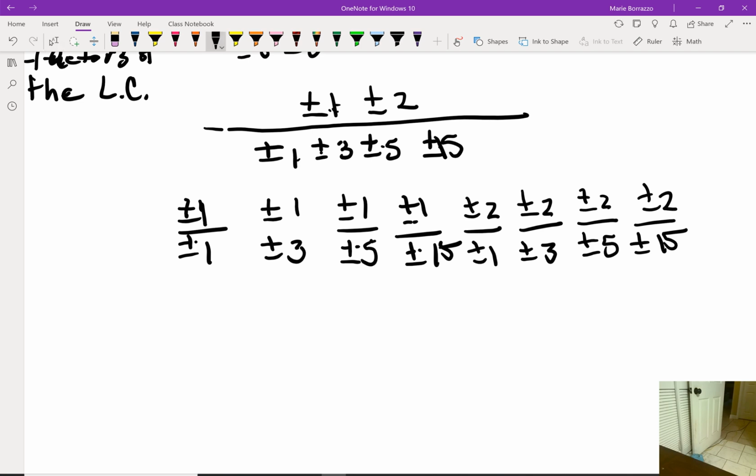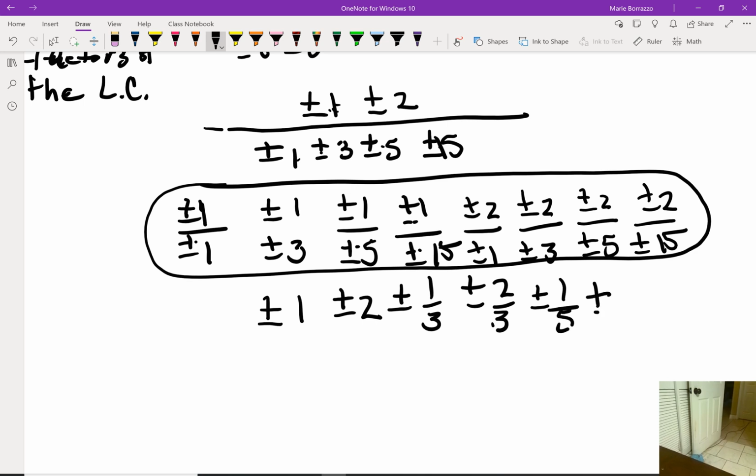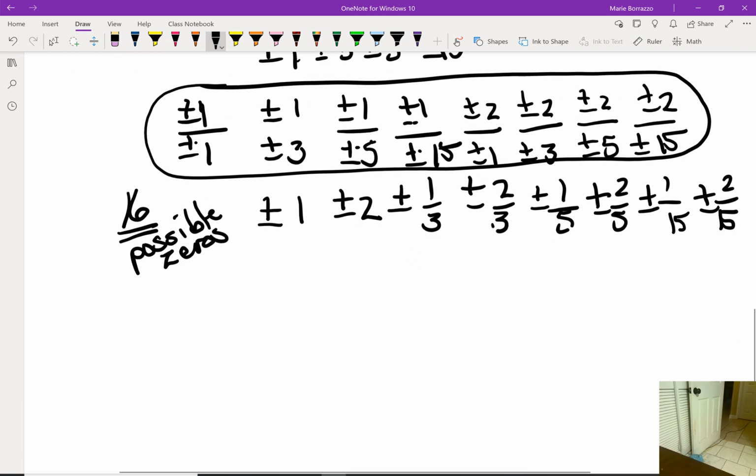And so once you simplify all of the possible duplications and get them out of the way, your final answer here will end up being plus and minus 1, plus and minus 2, plus and minus 1/3, plus and minus 2/3. Don't forget to simplify some of the fractions. Plus and minus 1/5, plus and minus 2/5, plus and minus 1/15, and plus and minus 2/15. And so that means that there are 16 possible zeros of the equation. Having known that, you then try and test them.